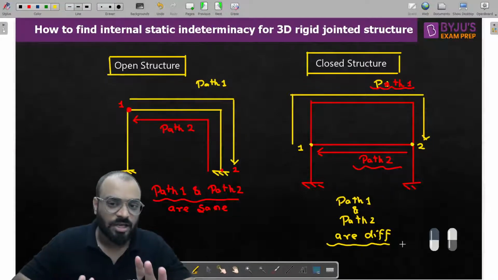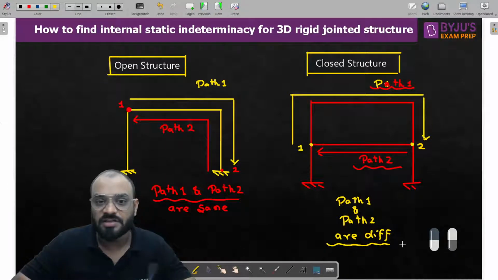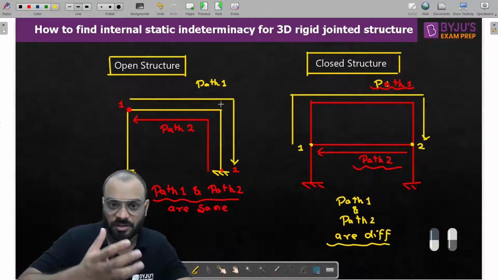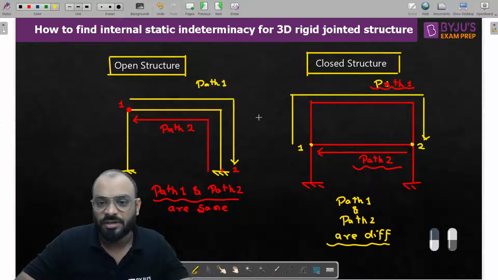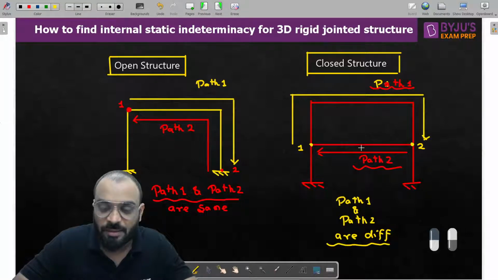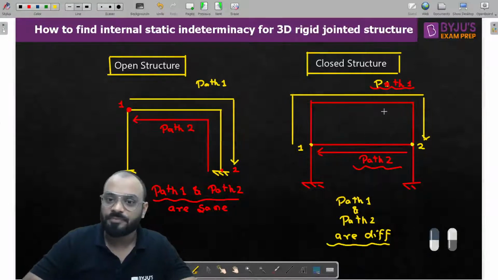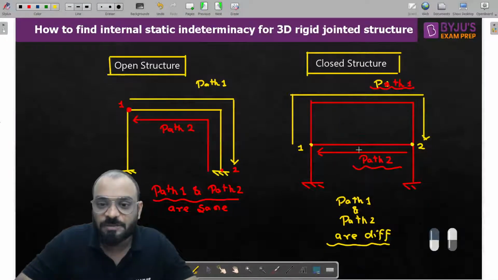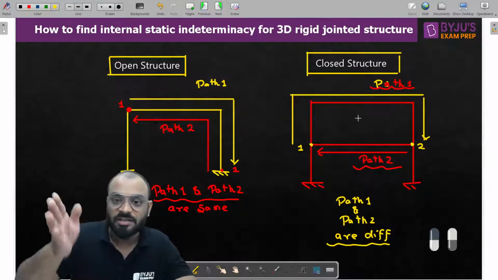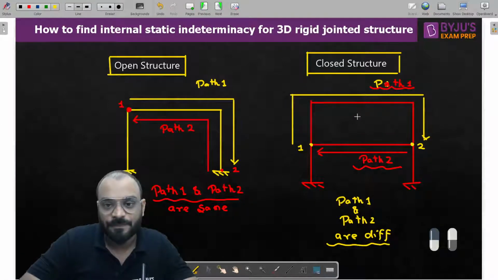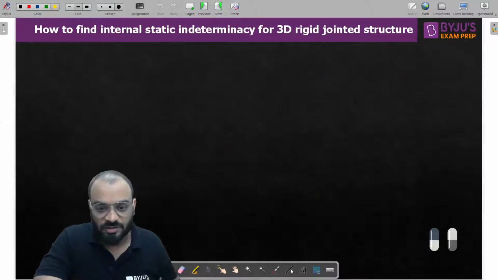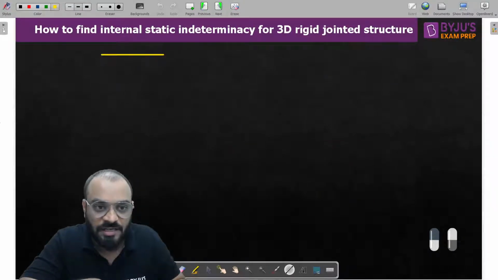Okay. Now if I ask you guys, if I want to make this closed structure open, how can I do it? I need to cut one of the paths, or I need to cut one of the members so that it can become open. So guys, if I cut this particular member, then ultimately this closed structure will become open. Getting my point? If you cut this particular member, then this structure becomes an open structure. Let me show you that, guys, with a drawing so that you can understand in detail.